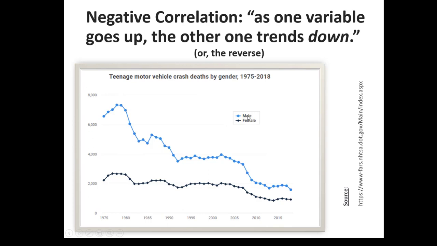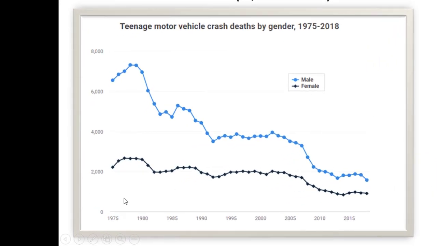So what you're seeing is males and females from 1975 to 2018, teenage motor vehicle crash deaths by gender. So you can see that both females and males, on average, deaths are dropping from 1975 to 2018. Here's your source over here for the data if you want it.